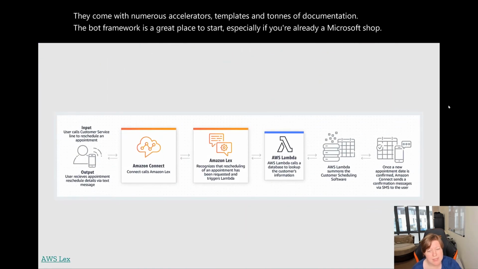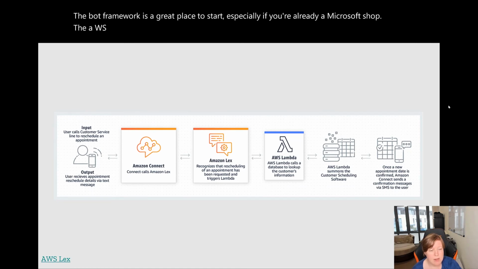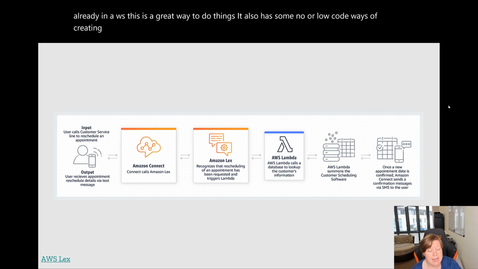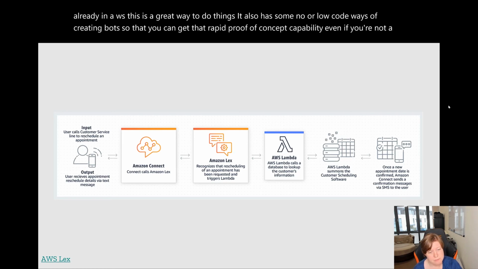The AWS feature stack around bots is also very well advanced. If most of your infrastructure is already in AWS, this is a great way to do things. It also has some no or low code ways of creating bots so that you can get that rapid proof of concept capability even if you're not a Microsoft shop.